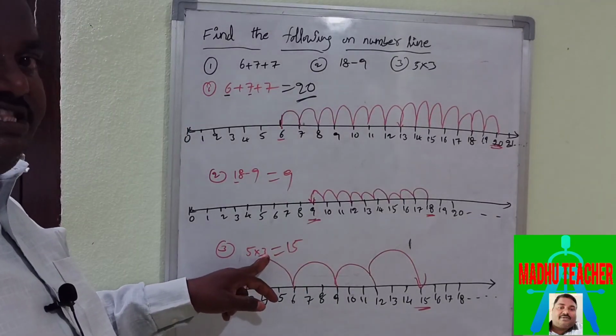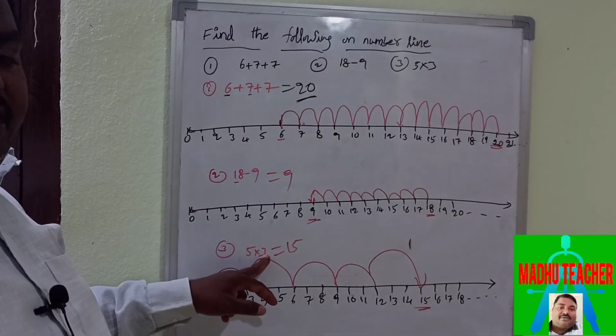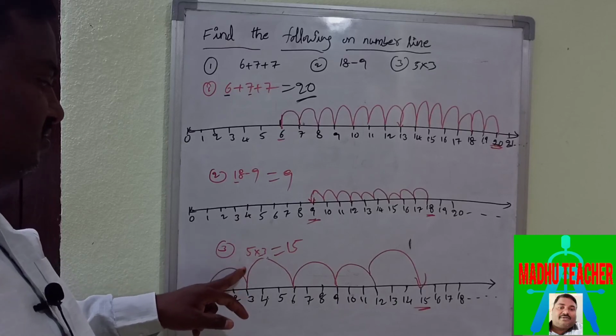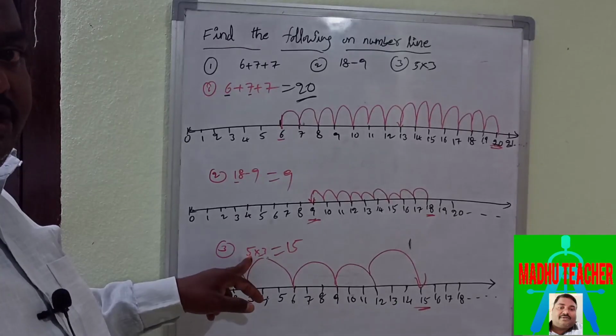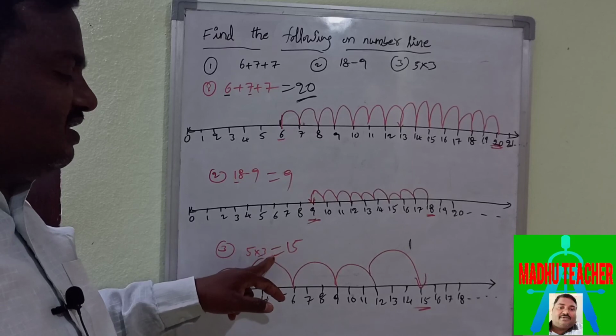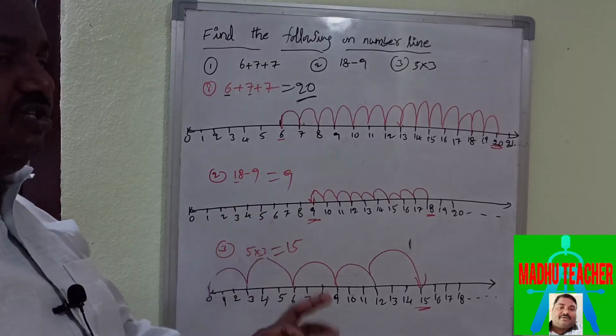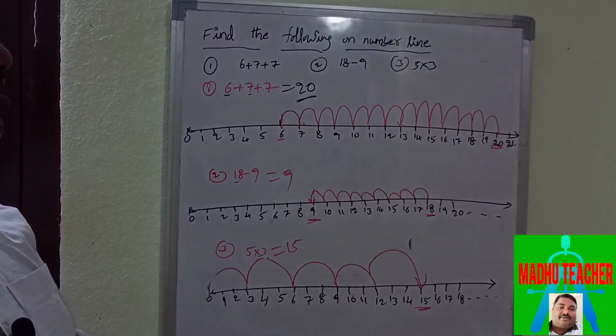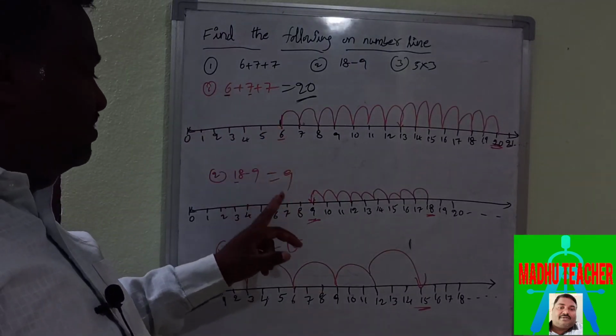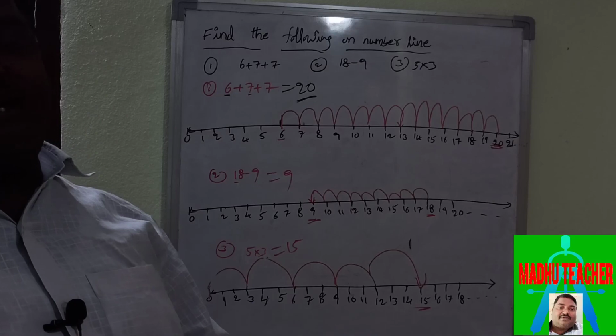We can take first 3 units move and make such 5 moves, or we can take 5 units moving and make 3 such movings. Okay, so this is the addition, subtraction, and multiplication on the number line.